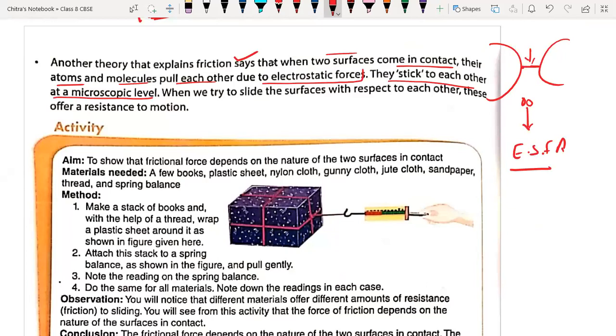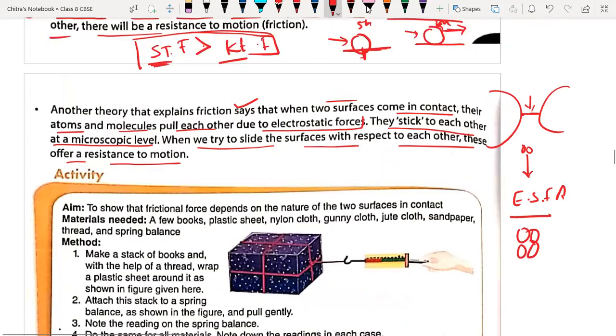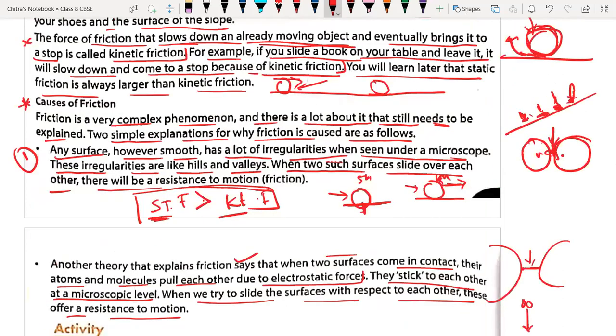When we try to slide the surfaces with respect to each other, they offer resistance to motion, because these atoms again act on each other with friction, and their motion slows down. So this is all about static and kinetic friction. Okay, now it is question time.